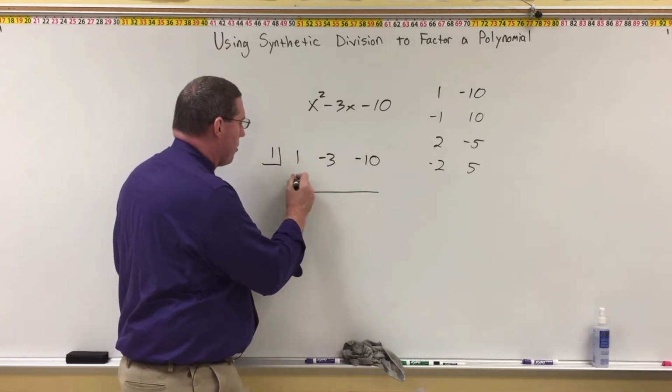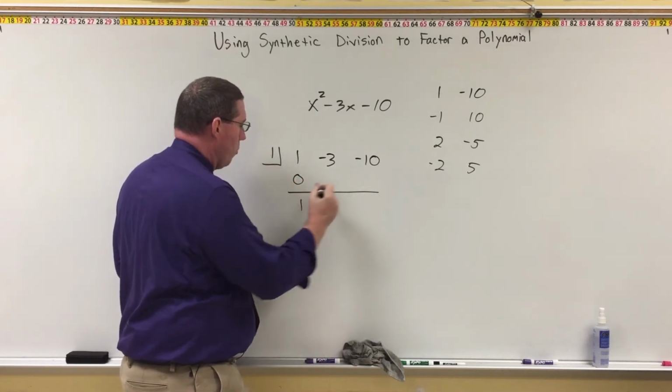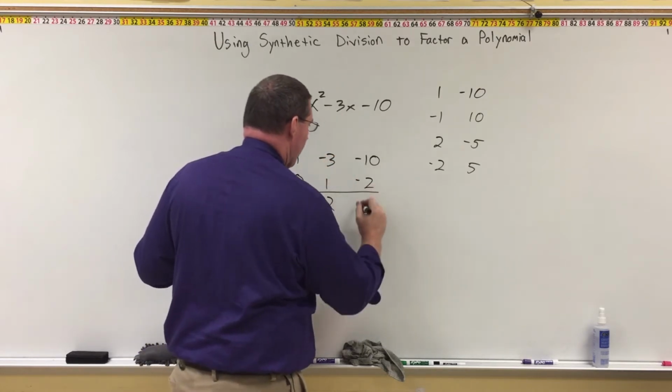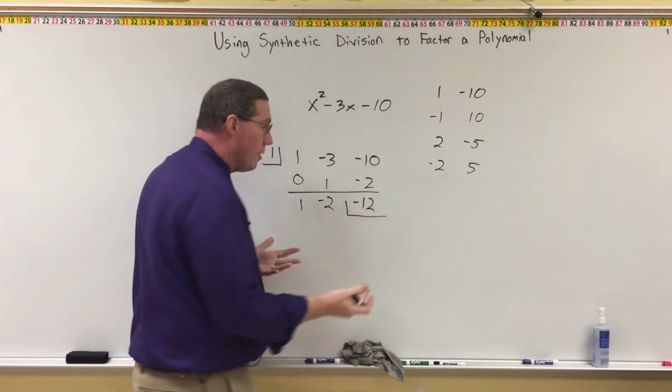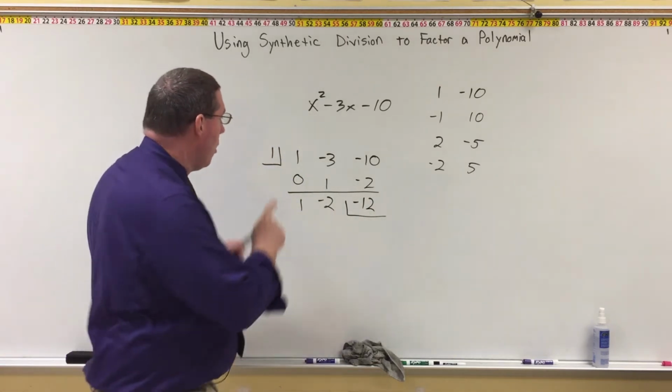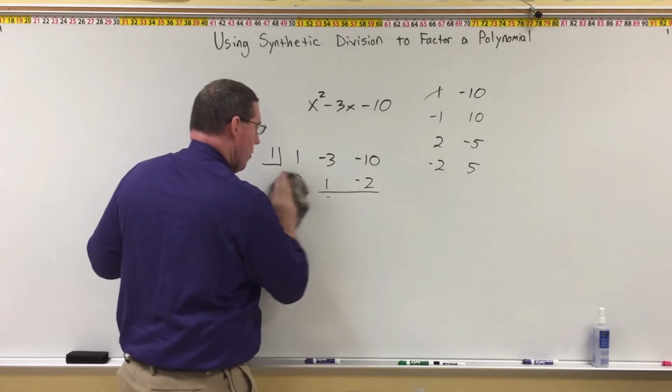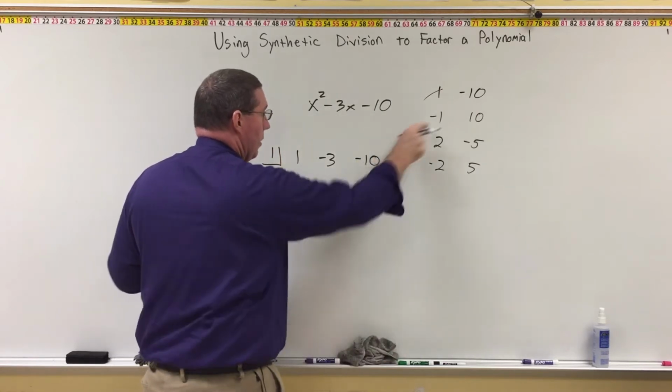Okay, so now we're going to put our 0 here. 1 plus 0 is 1. 1 times 1 is 1. Plus negative 3 is negative 2. Negative 2 times 1 is negative 2. Plus negative 10 is negative 12. We have a remainder. It's not 0. Therefore, 1 is not one of the possibilities. All right, so we're going to change. Let's try negative 1 then.